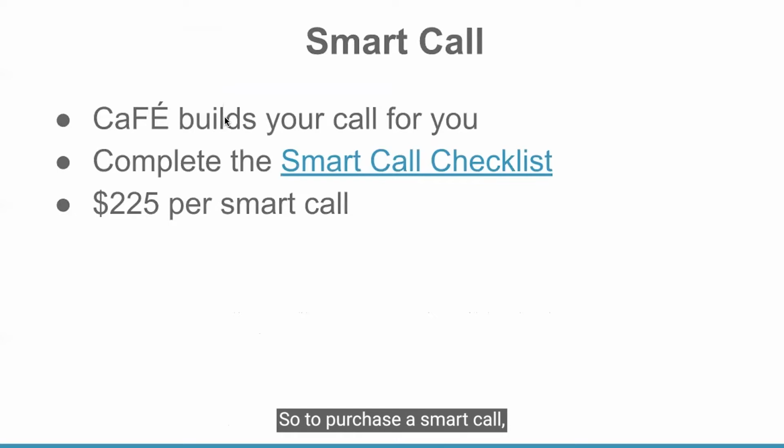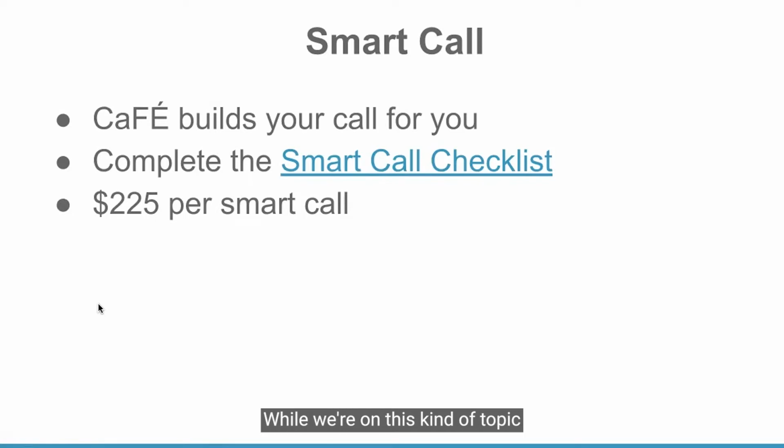So to purchase a Smart Call, all you need to do is contact us when you fill out your new call request form, the one that you list the basic details to your call, and then let us know that you'd like to purchase the Smart Call service for it. What we'll do is then send the checklist and the appropriate items and the agreement for getting that process started.